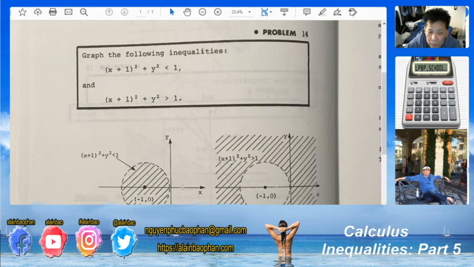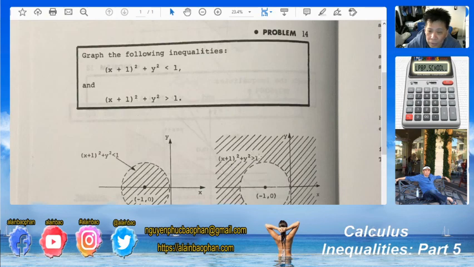Okay, so for the outside of the circle you can pick any point. Let's say x equal 1, y equal 1 right here, and plug it in here. X equal 1, 1 plus 1 equal 2, 2 square equal 4, and y equal 1, 1 square. 4 plus 1 is 5. Is 5 less than 1? No. So the outside of the circle is not the solution. Okay, it's not the solution of this one, but it's the solution of this one.